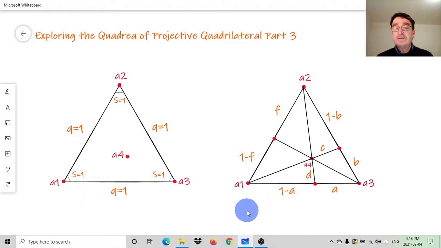And what we did previously is we connected the points of the triangle A1, A2, and A3 through the point A4 inside the triangle. So we have these lines A1A4, A2A4, and A3A4, and they're extended to the edges. And in addition, we worked out the values of the side quadrants: A, B, 1 minus B, F, 1 minus F, 1 minus A.